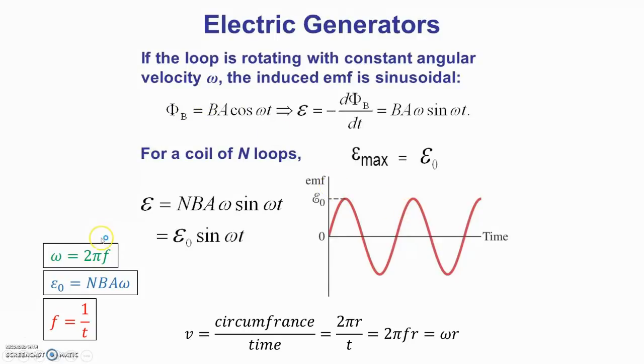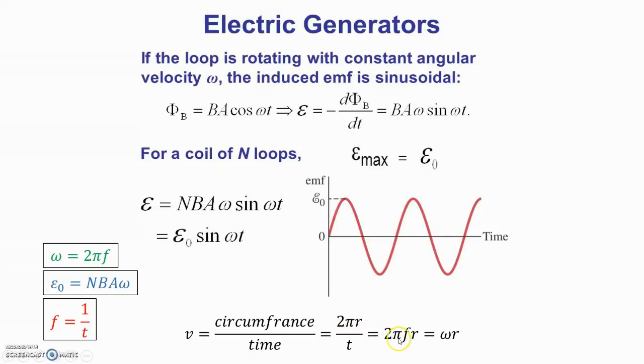Omega is a constant value which can be denoted by 2 pi f, f being frequency. To actually get the magnitude of the velocity, we can use the equation v equals circumference over time. Why is it circumference? Because as the coil is spinning, it will be traveling in circles, and it just basically means distance over time. This can translate into 2 pi r over t.